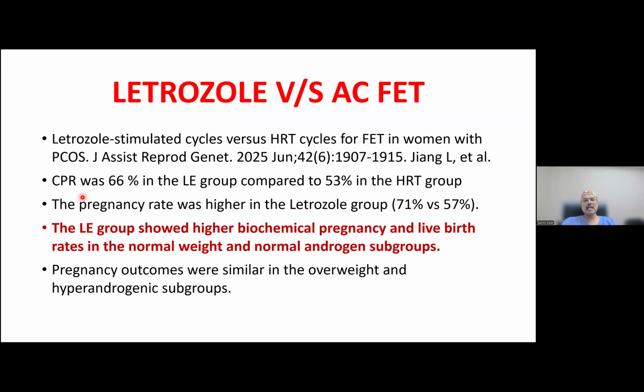Clinical pregnancy rates were 66% in the letrozole group compared to 53% in the HRT group. Pregnancy rates were higher in the letrozole group, and the letrozole group showed higher biochemical pregnancy and live birth rates in normal weight and normal androgen subgroups. And pregnancy outcomes were similar in the overweight and the hyperandrogenic subgroups.